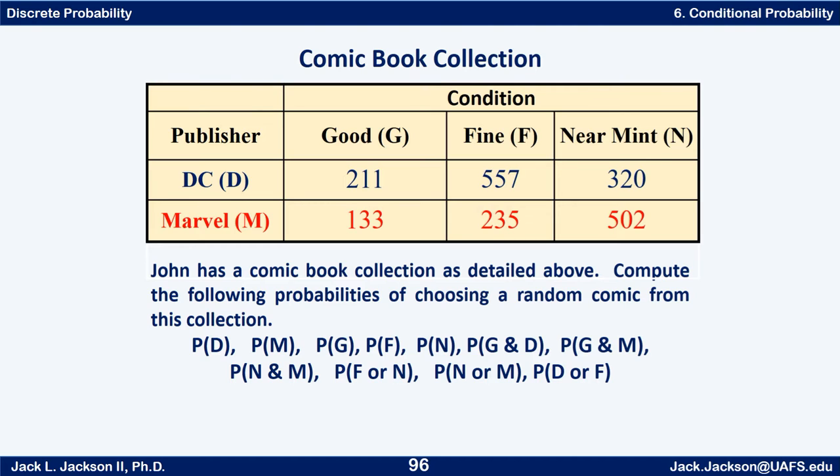In finding these probabilities, we're just considering that we pull one of these comic books out at random. What's the probability of D means what's the probability that you get a DC comic when you do that, and so forth. To do this, you're probably going to want to add some total rows and columns to the table. So go ahead and do that, and then figure out the probabilities. When you're ready to go on, come back. Press pause now.